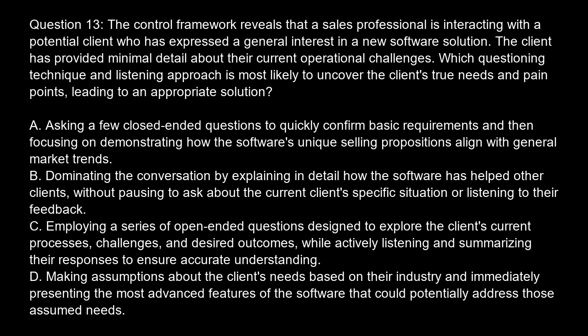Option C. Employing a series of open-ended questions designed to explore the client's current processes, challenges, and desired outcomes, while actively listening and summarizing their responses to ensure accurate understanding. Option D. Making assumptions about the client's needs based on their industry and immediately presenting the most advanced features of the software that could potentially address those assumed needs.